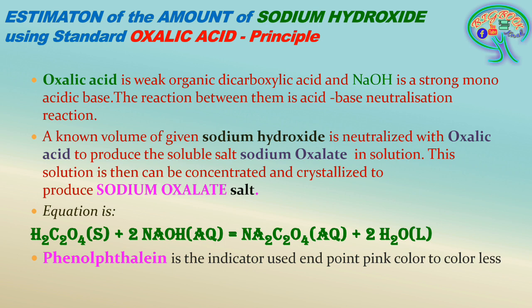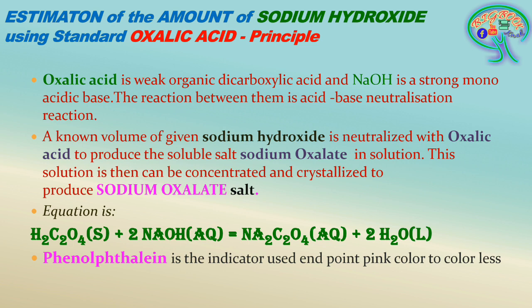So this is the principle. In this slide we discuss the principle. Oxalic acid is a weak organic dicarboxylic acid, and sodium hydroxide is a strong monoacidic base. The reaction between them is an acid-base neutralization reaction, where a known volume of given sodium hydroxide is neutralized with oxalic acid to produce soluble sodium oxalate in solution. This solution can then be concentrated and crystallized to produce sodium oxalate salt.